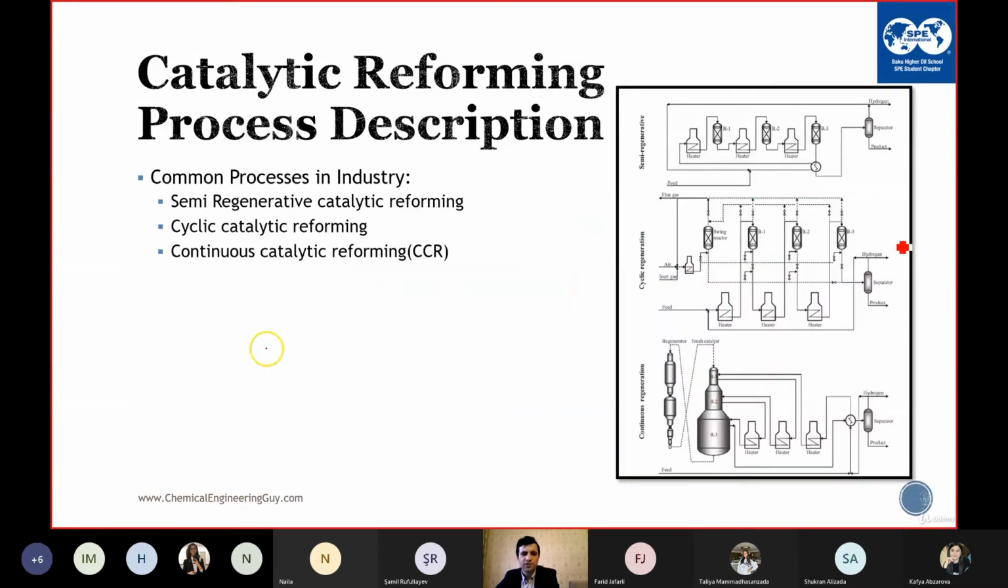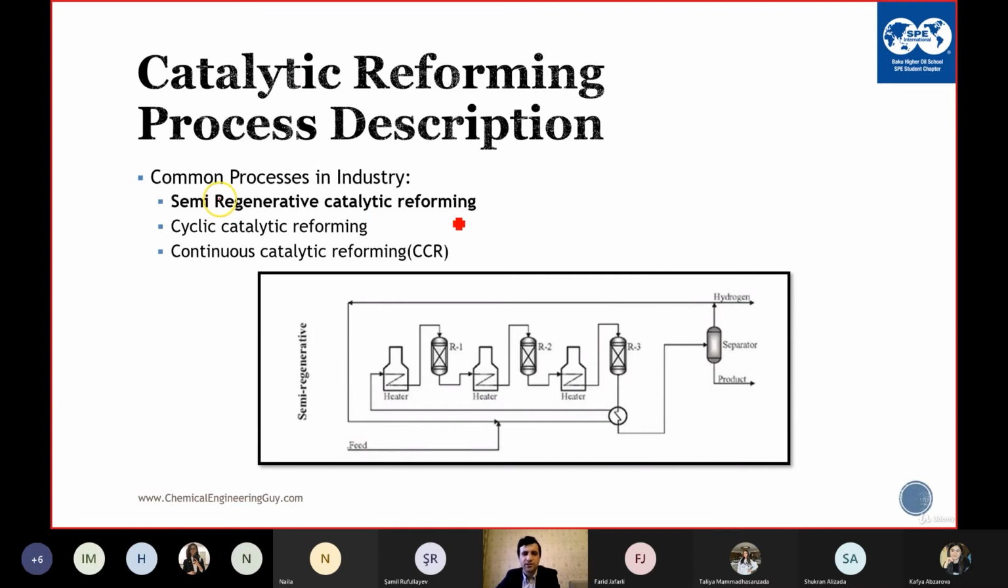The common process in industry, we have three types of catalytic reforming. The first one is the semi-regenerative catalytic reforming. As you can see, not totally regenerative, but semi-regenerative. We have a few reactors here. So what we do, we take the catalyst out of the process, to regenerate it separately from the process, and then we add it back to the process.